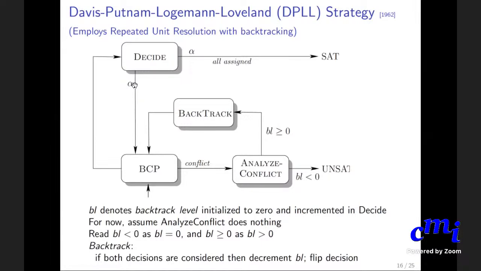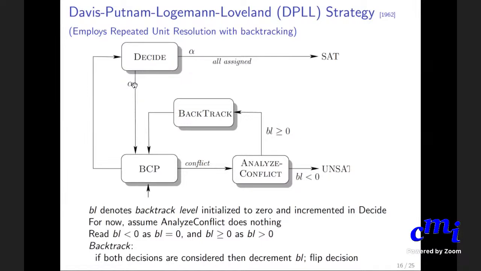That's what it always says here. That's why you first check at that level if you've done both. Only if you have not, you will only flip the decision. You will not decrement. You will have to consider both. First you will consider A is equal to 1. The next time you will consider A is equal to 0. And then if you've considered both, then you will decrement the decision level and go to the earlier level, where you would have considered either 1 or 0 for the previous assignment.